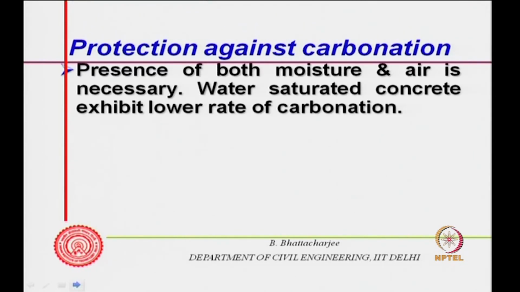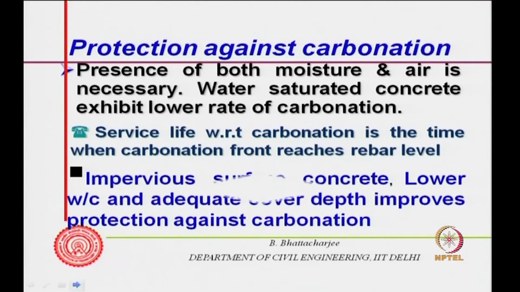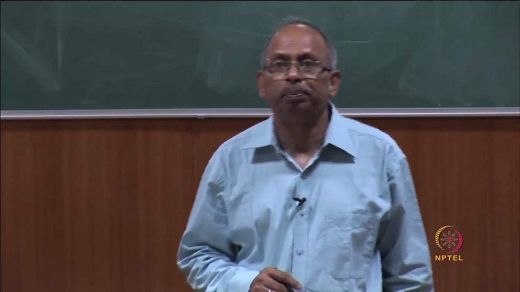What is protection against carbonation? Moisture and air are necessary; water saturated concrete exhibits a lower rate of corrosion. So, keep concrete out of moisture. The time when the carbonation front reaches the rebar level, that we have understood. An impervious surface concrete, lower water cement ratio, and adequate cover depth improve protection against carbonation. So, this is all about carbonation. Now, we can look into chloride.